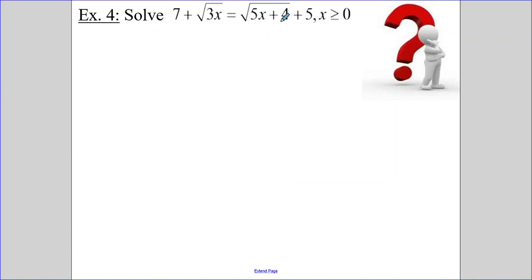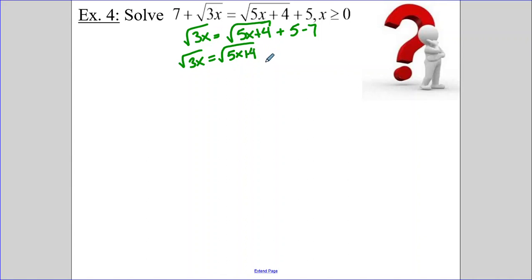we start this one off by combining what we can. I can combine the numbers together here, right? There's no stopping that part. So the root of 3x is equal to the root of 5x plus 4 plus 5 minus 7. All I did was move the 7 over to the other side. So the root of 3x is really then equal to the root of 5x plus 4 minus 2. Okay, that's my starting spot.